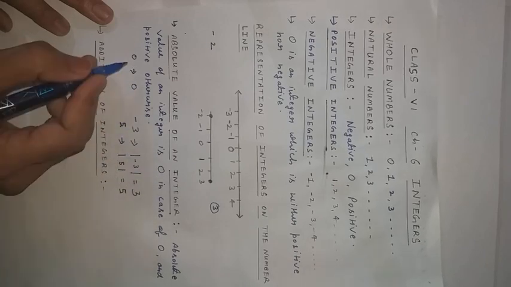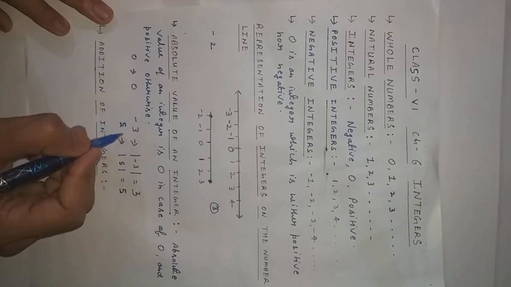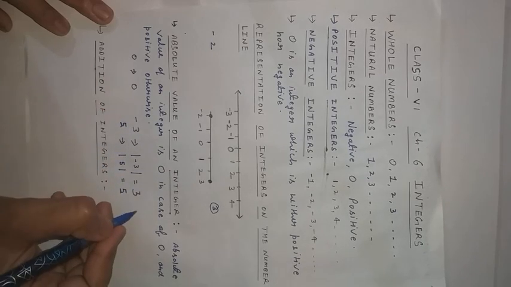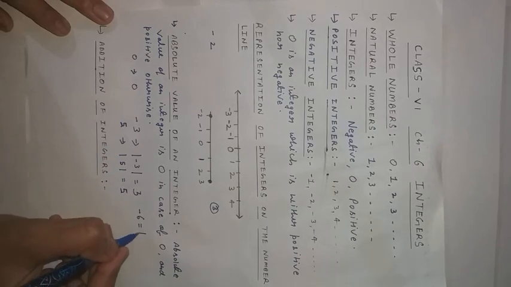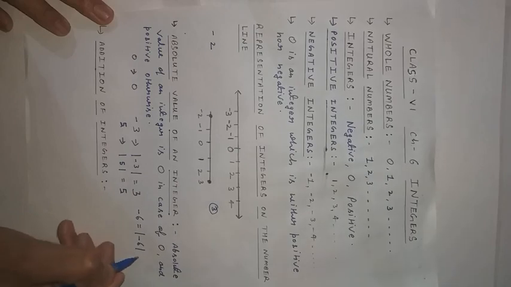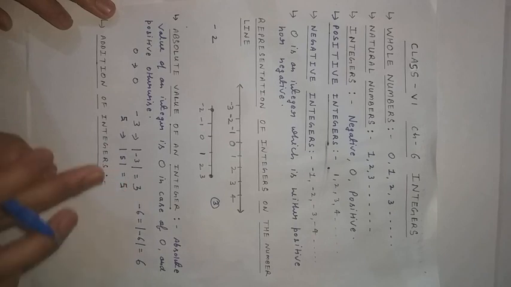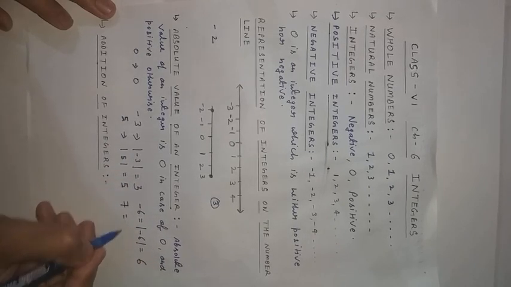If 0 is given, in case of 0 your result will be 0, and in case of any other number, the result is always positive. If you have to find the absolute value of -6, how will you write it? -6 and the result is 6. It means you only have to change the negative sign into positive, but 7 is already positive, so the result is always positive. Clear, students? You can directly write it also.